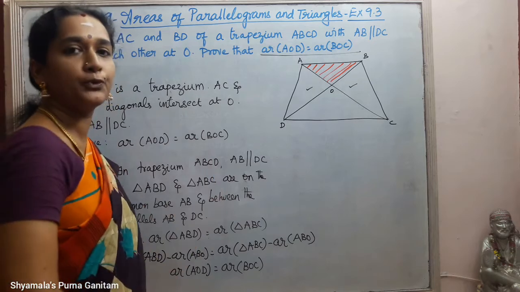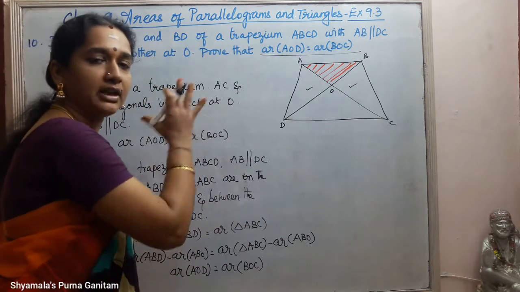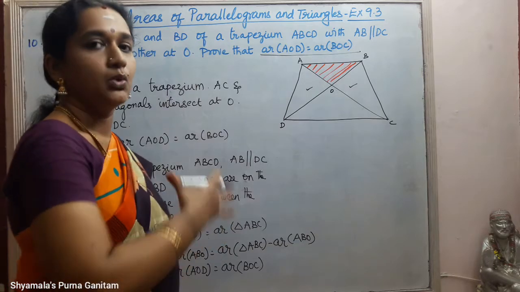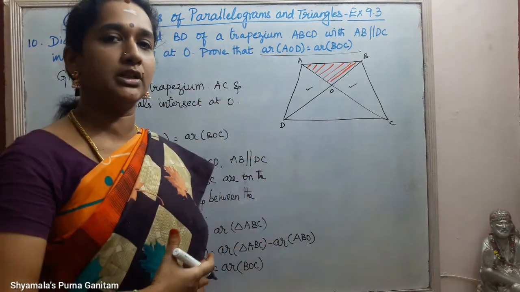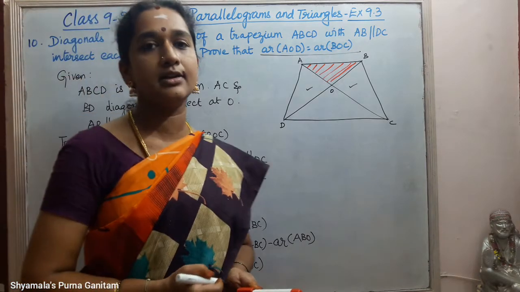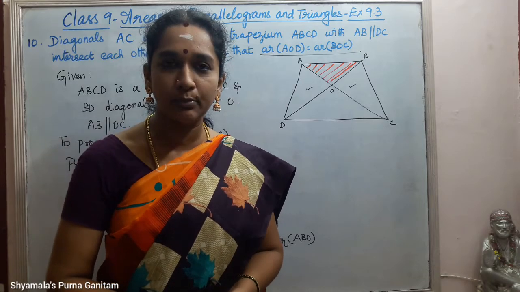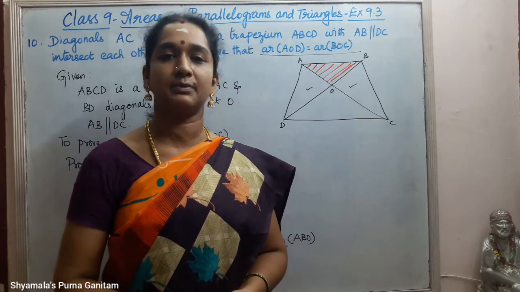Very simple proof only, but when we are writing, all these properties and results definitely we need to write. With the help of that result only we are proving this, so that statement we need to write. Understood? Basic properties you have to be very clear, then only you can do all the sums. Okay, thank you.